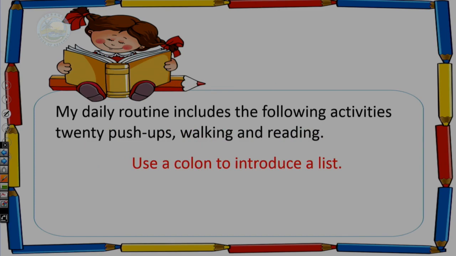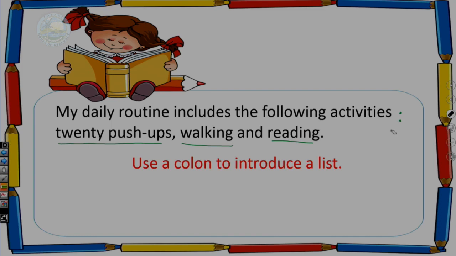Is there a list here? I'm going to read to see if there is a list. My daily routine includes the following activities. Oh yes, there is a list. The list begins with 20 push-ups, and it continues with walking and then reading. I am now going to place a colon after the word activities. So here am I. All right, that's my colon here.